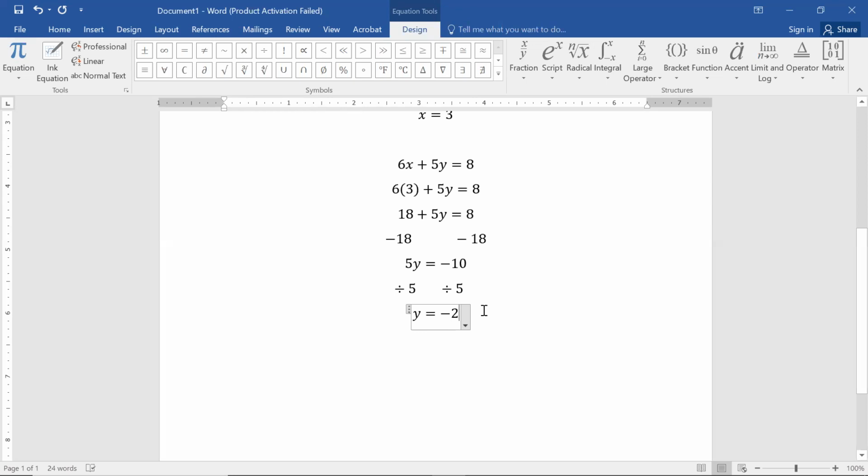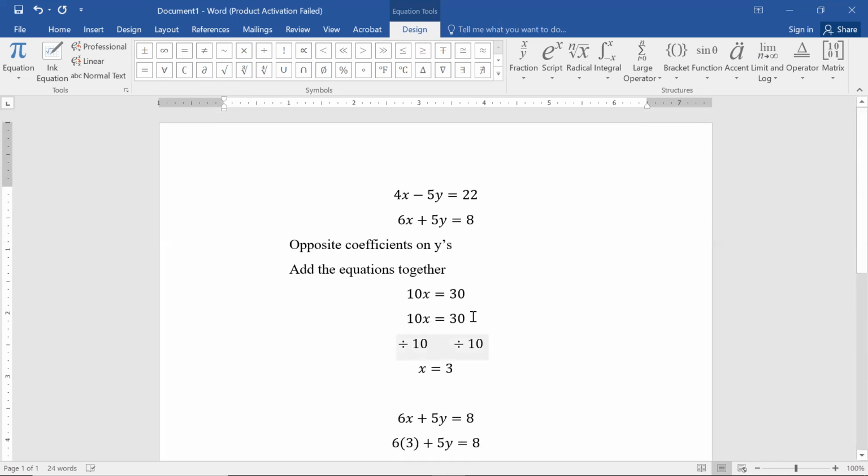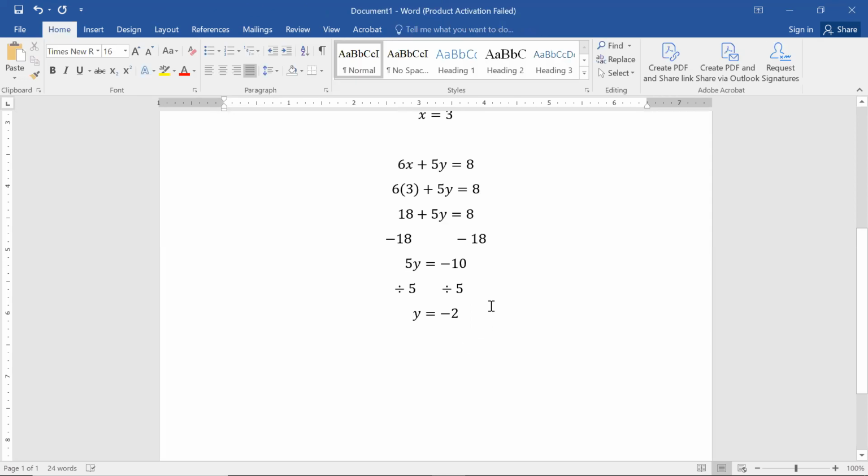If you ever want to check that we have the right solution, then we can plug in the 3 for x and the negative 2 for y into both of those equations and see that we get a true statement. In this case, we would. I won't go through the details of that.